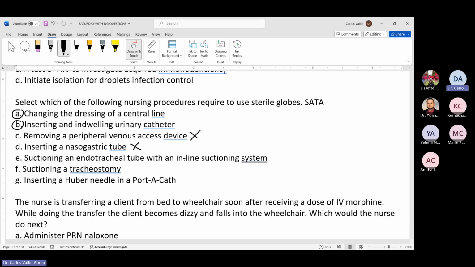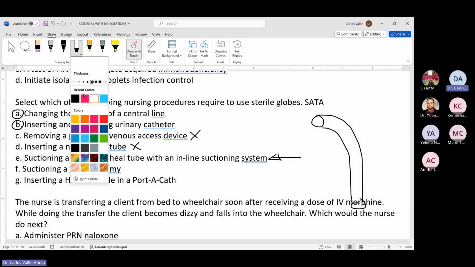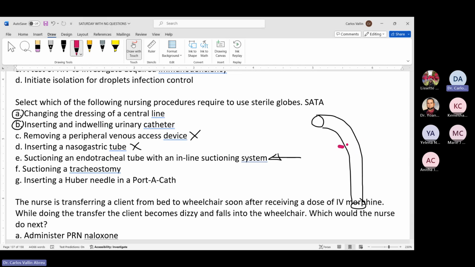Suctioning an endotracheal tube with an inline suction system. This is tricky. There are two ways of suctioning an endotracheal tube. The primitive way. Suppose that this is an endotracheal tube that is inside the trachea of a client.